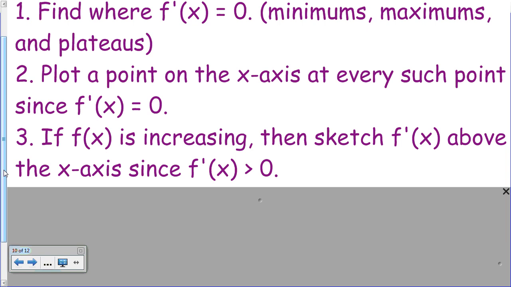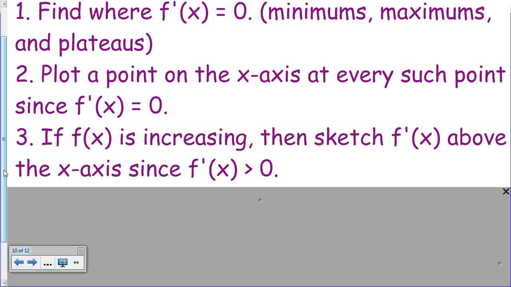x-axis. Now, why do we sketch it above the x-axis? Well, again, the derivative we're saying is positive. We want to plot then a positive y value. Where do positive y values lie? Well, they lie above the x-axis. Negative ones, of course, are below the x-axis. All right, that's if the function's increasing.